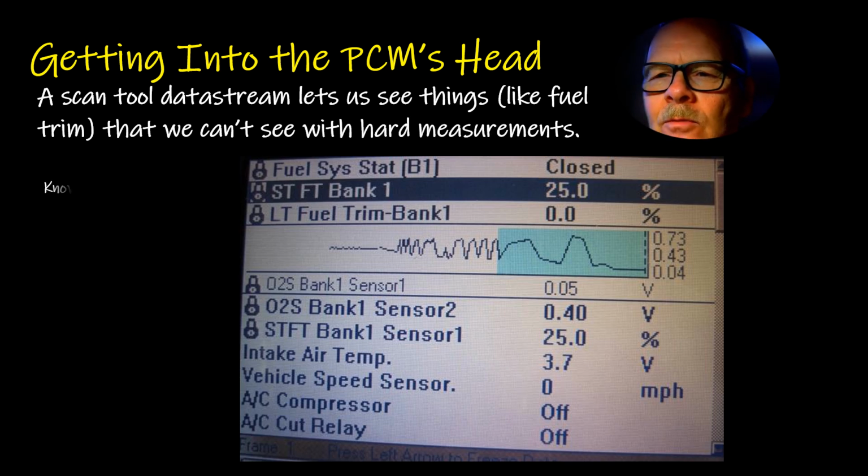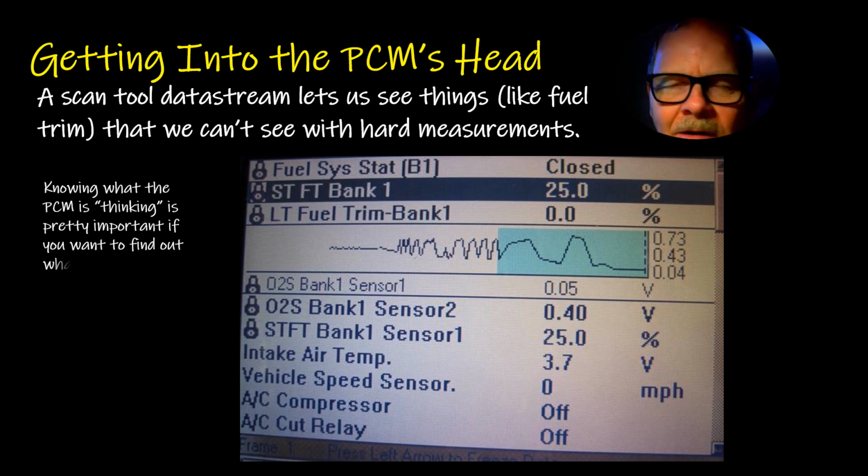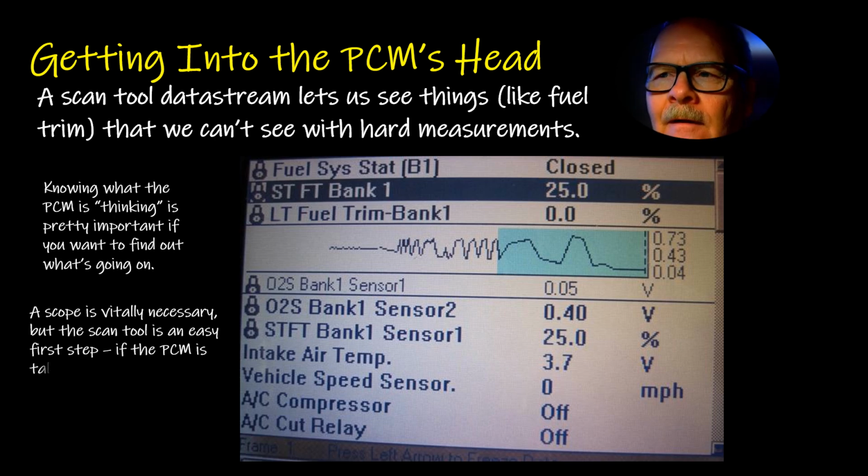All right, so we get into the PCM's head, and we can tell what it's thinking about. Now, fuel trim cannot be measured with a scope. You absolutely cannot take a meter or a scope and measure fuel trim in any way. You've got to measure fuel trim by looking at the scan tool, because that is a calculation that is not measurable outside of looking through the window into the computer. Knowing what it's thinking is important. In other words, you've got to know what the PCM is seeing and what it's doing.